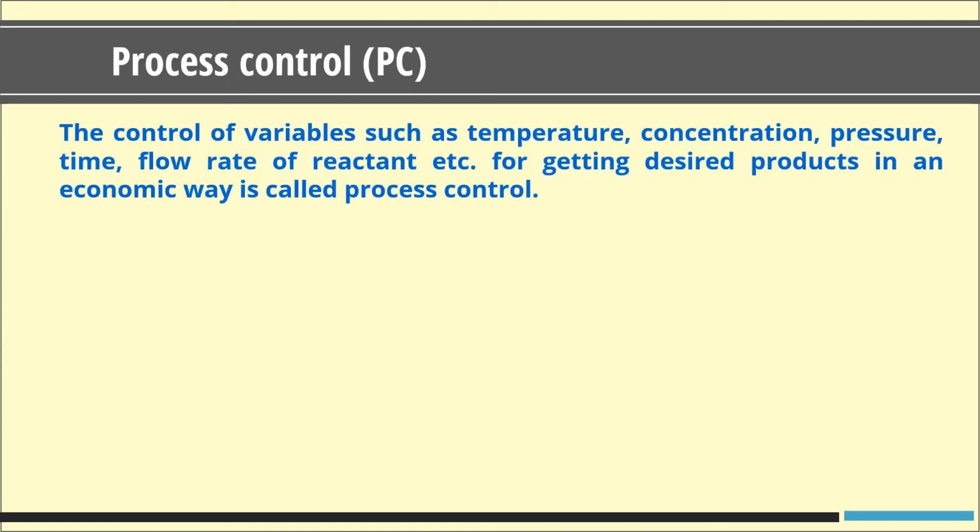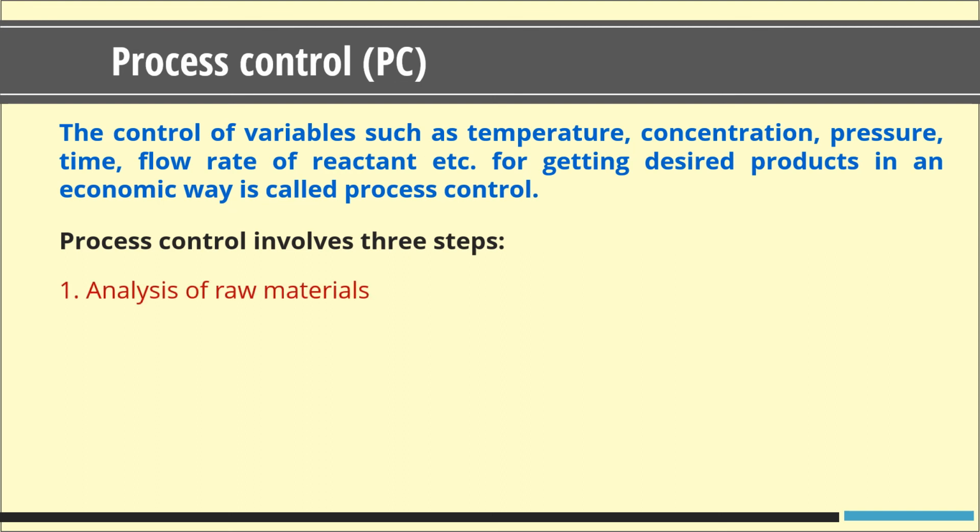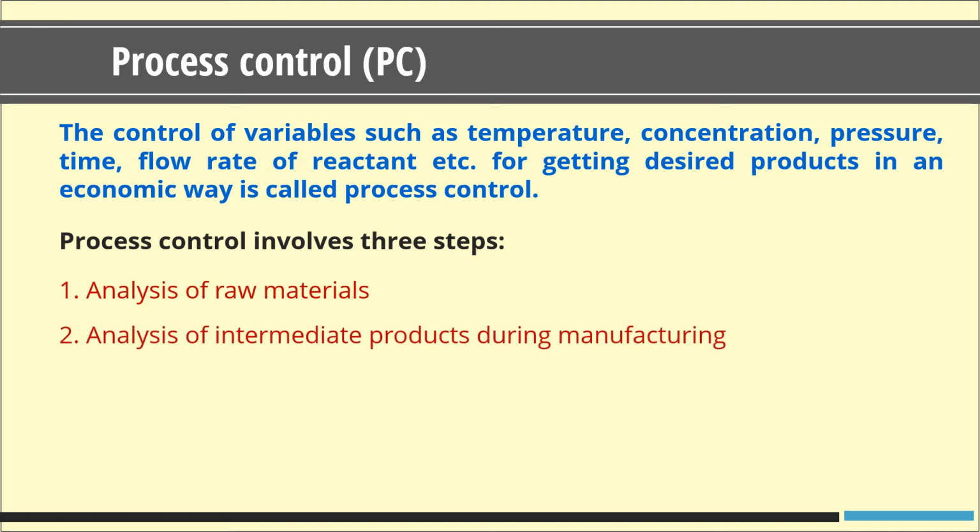Let us consider the process control. The control of variables such as temperature, concentration, pressure, time, flow rate of the reactant, etc. for getting the desired product in an economic way is called process control. The process control involves three steps: analysis of the raw materials, whether the material is pure or impure; analysis of the intermediate products during manufacturing.